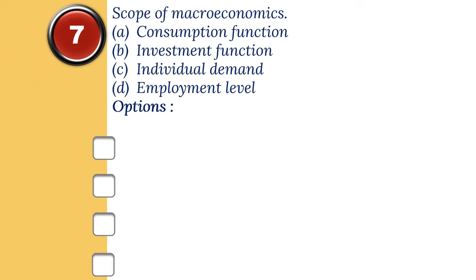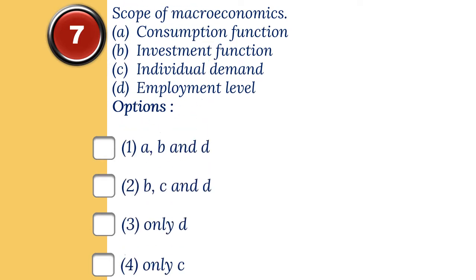7. Scope of macroeconomics. A. Consumption function. B. Investment function. C. Individual demand. D. Employment level. The options are 1. A, B, and D. 2. B, C, and D. 3. Only D. 4. Only C. And the correct option is 1. A, B, and D.